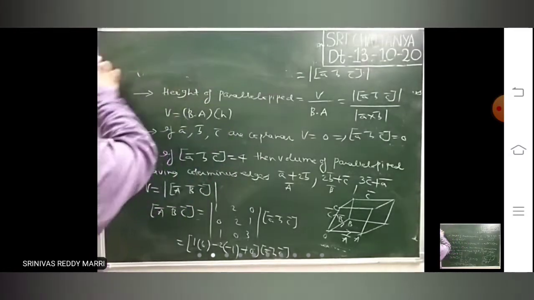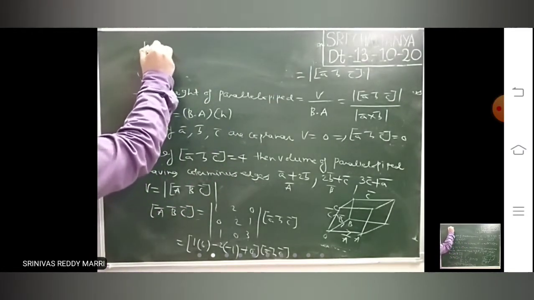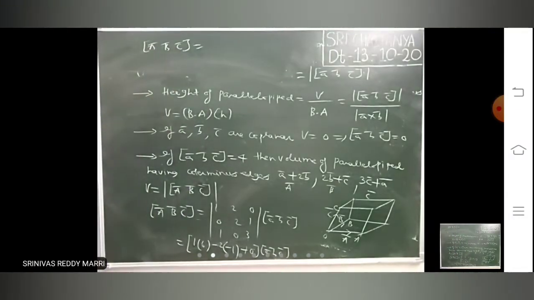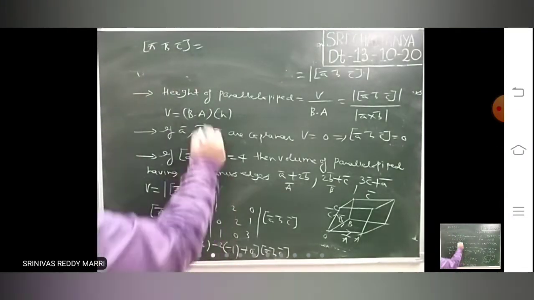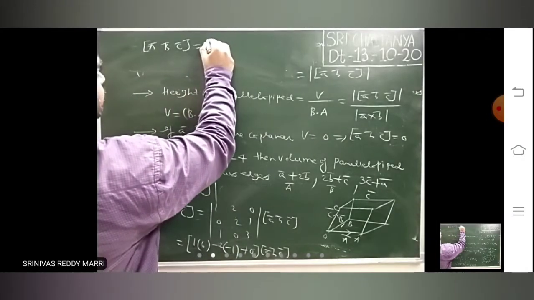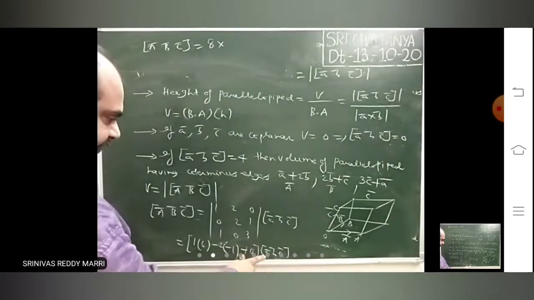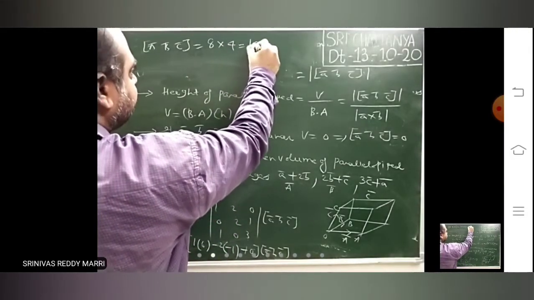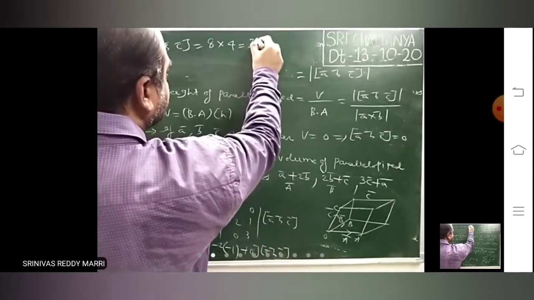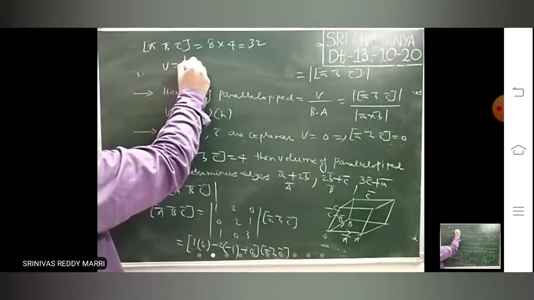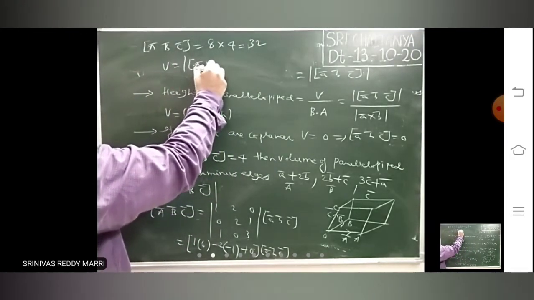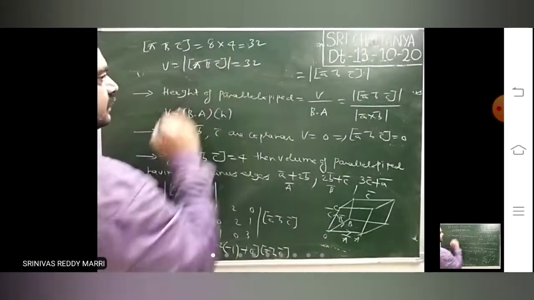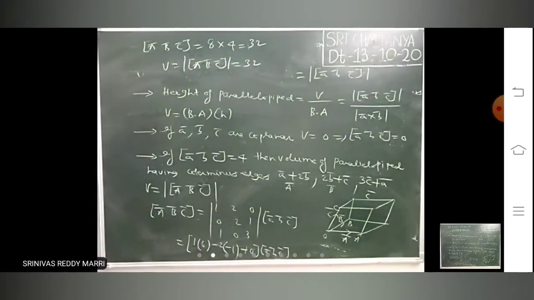Therefore it is nothing but 6 plus 2, 8, into box ABC, which is given as 4. That means 32. So the volume is nothing but 32, and it is positive only. That is the answer. If it is negative, write modulus. Volume is nothing but 32.